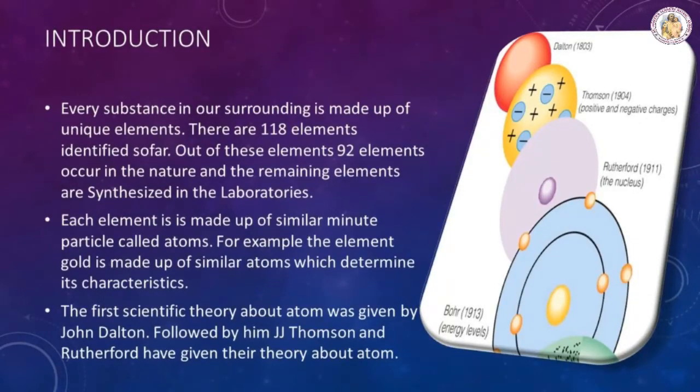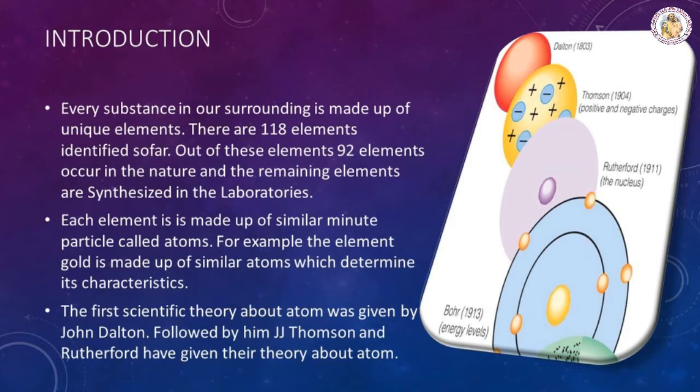Interaction. Every substance in our surroundings is made up of unique elements. There are 118 elements identified worldwide so far. Out of these elements, 92 occur in nature and the remaining elements are synthesized in the laboratories. Copper, iron, gold, and silver are some of the elements found in nature. And elements like technetium, promethium, neptunium, and plutonium are synthesized in the laboratories.